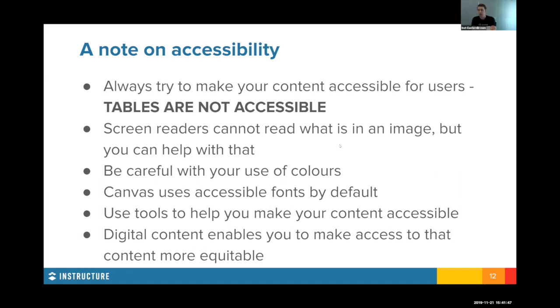One really cool thing is Canvas actually does have accessible fonts, for people with autism and other visual impairments. The font that we use inside of Canvas is actually tested to be really good for those sorts of things. So out of the box, Canvas is pretty good with that. There's also a lot of tools that you can use to make your content more accessible. I'm going to dive into some of those tools that will help you with this. So making your content digital actually makes it a lot more accessible if you do it properly.